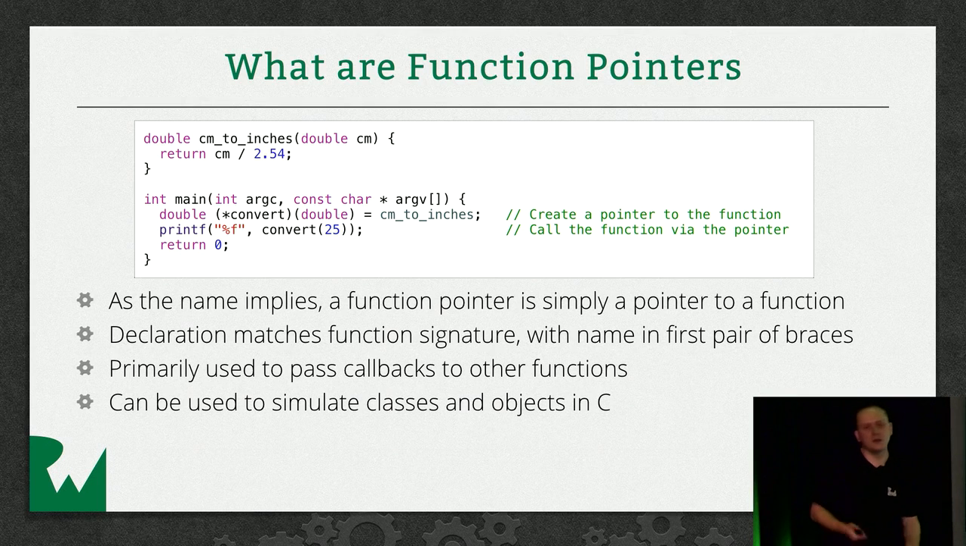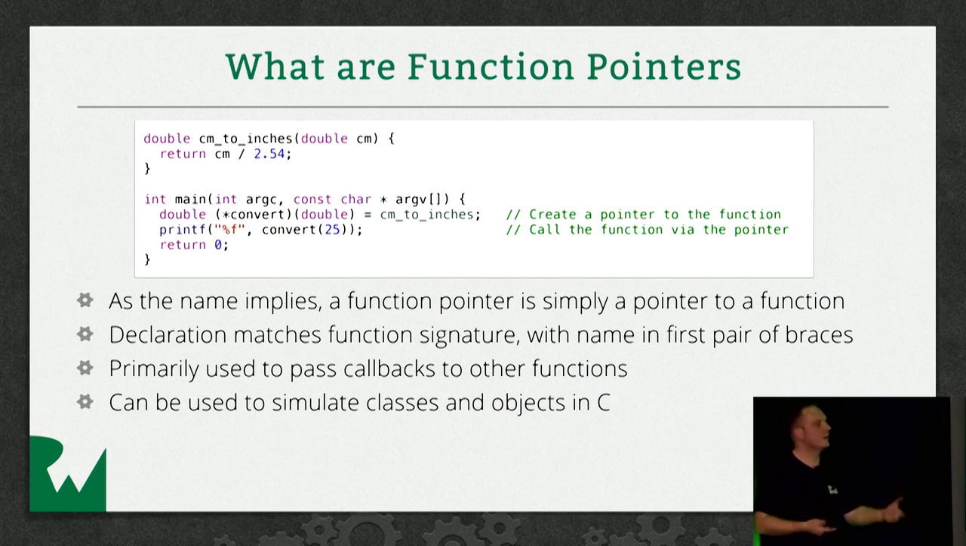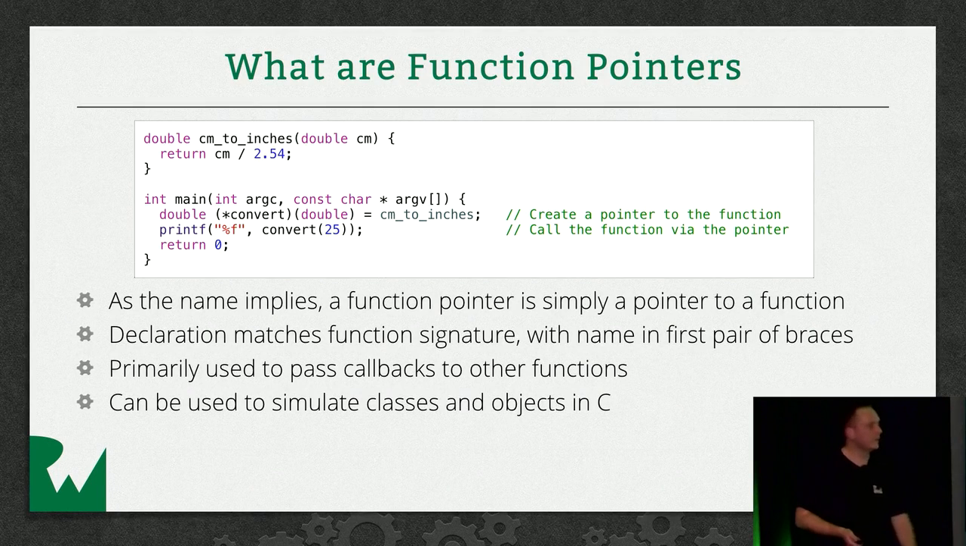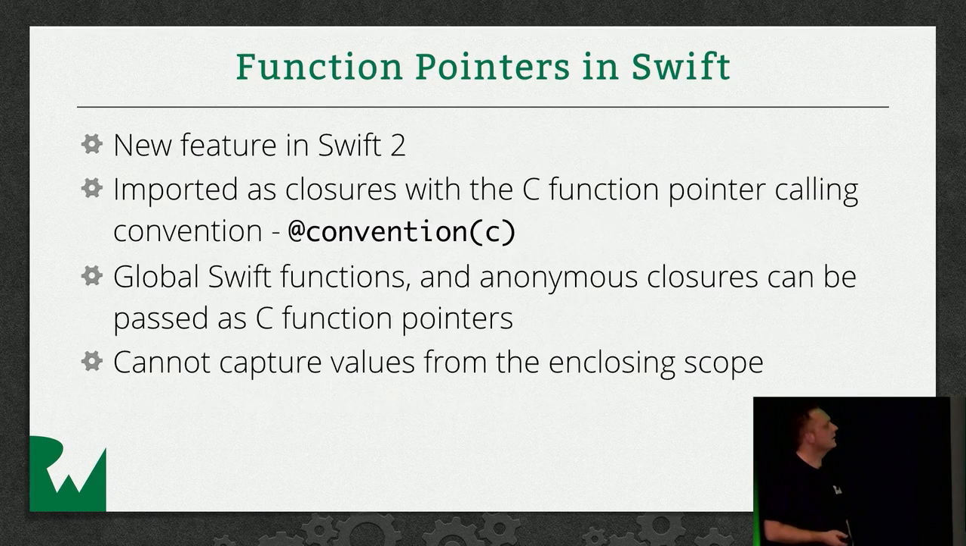Primarily, these are used as callbacks, and that's what we're going to get into in a moment. We can pass a function pointer to a C function that expects a function pointer, and it will call that function pointer back at the appropriate time. Interestingly, and we're not going to cover this in the session, but I stumbled across it and found it really interesting, you can actually use function pointers to simulate classes and objects in C. I have a feeling some of this might be under the hood in Objective-C, but there's plenty of information on the internet if that's something you might be interested in.